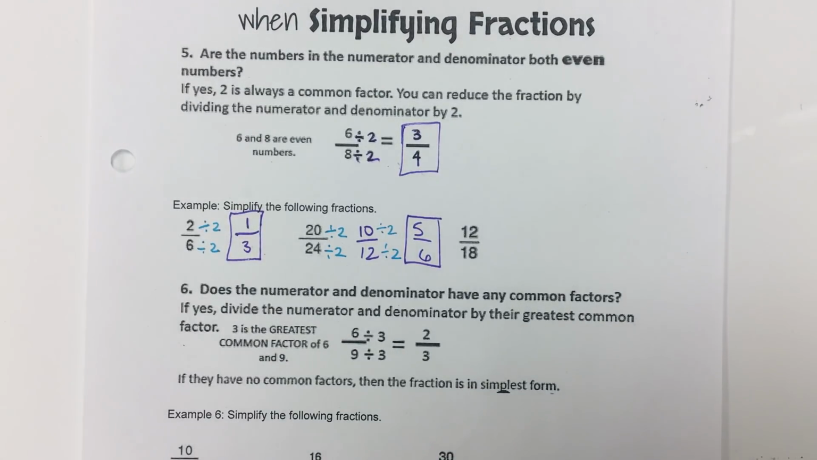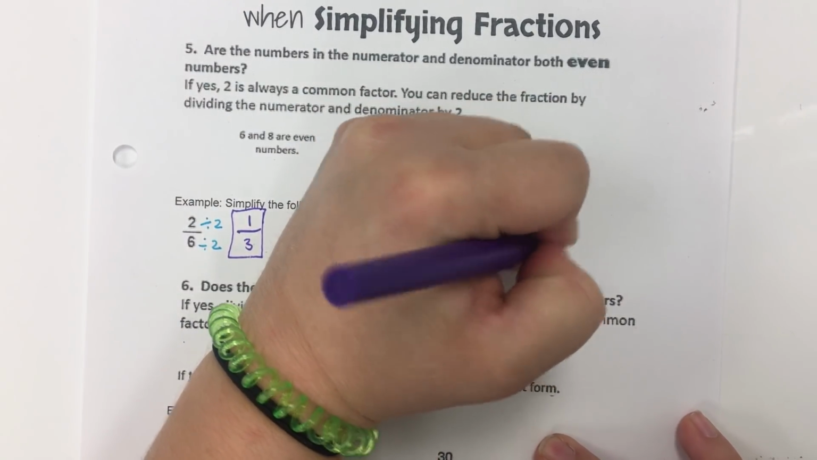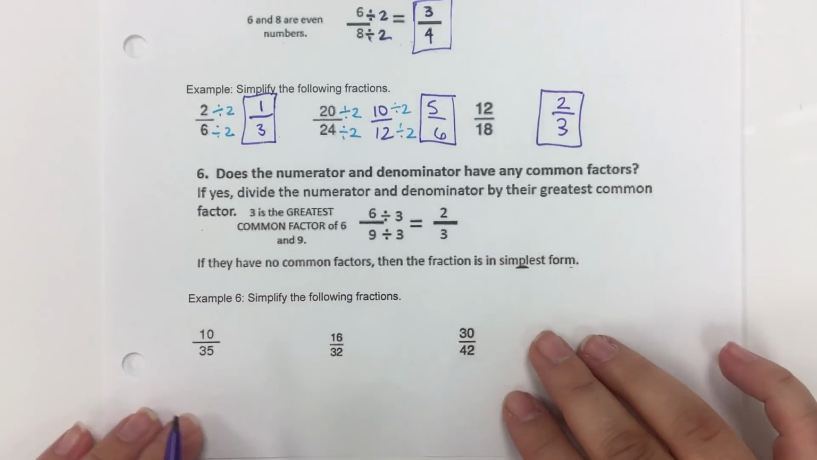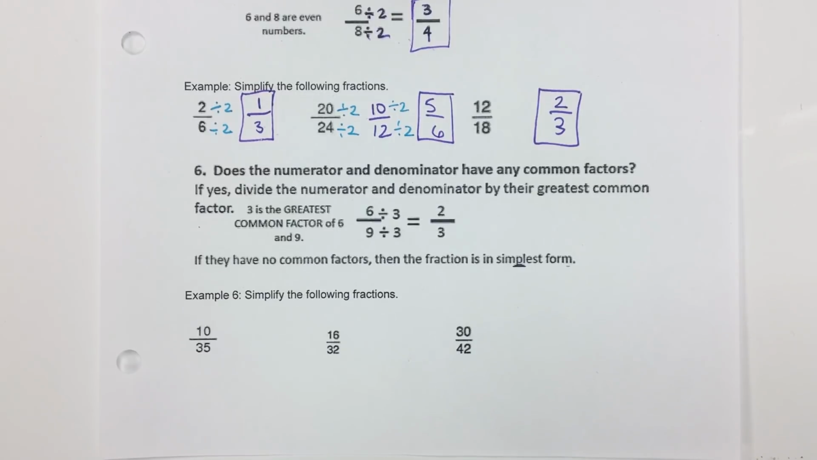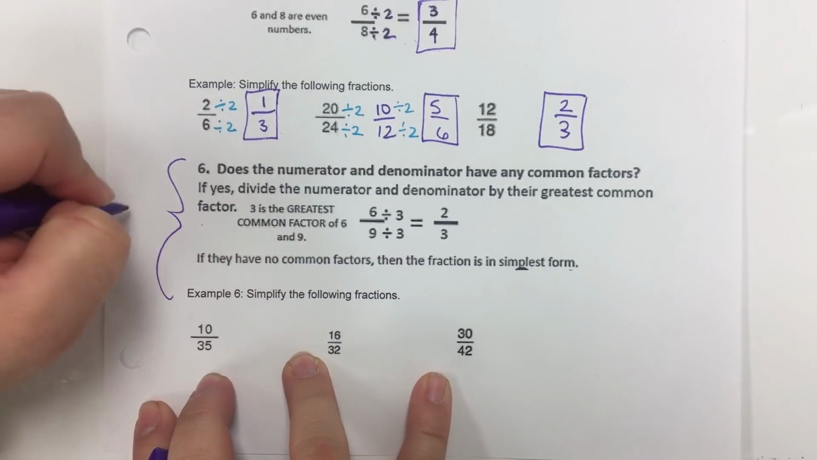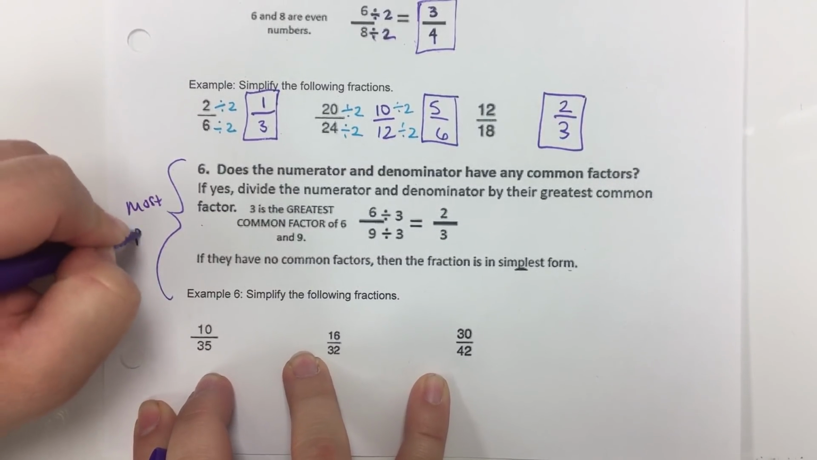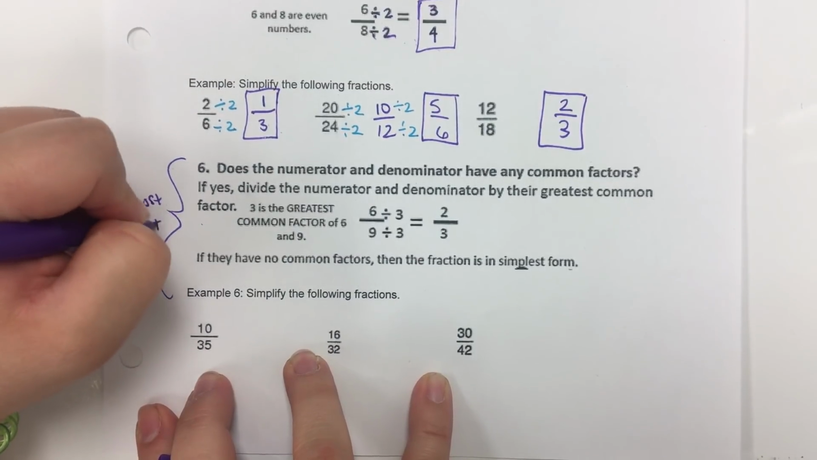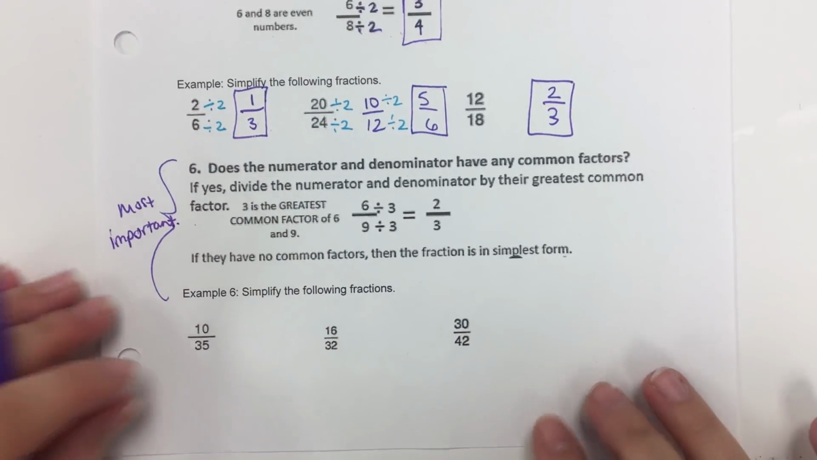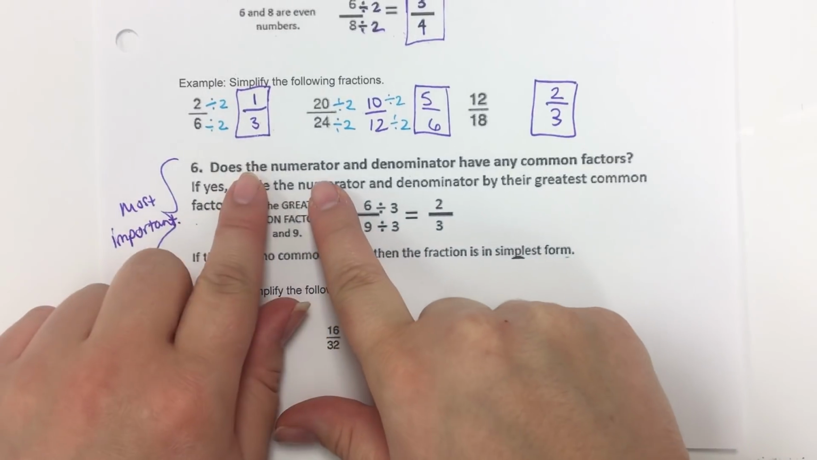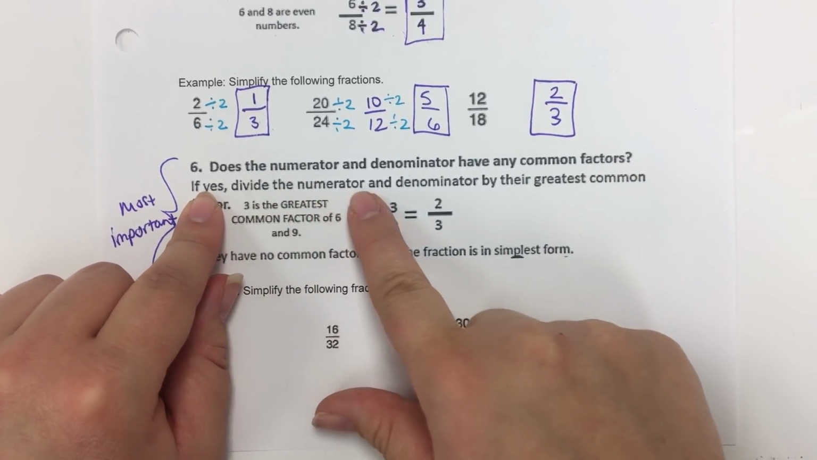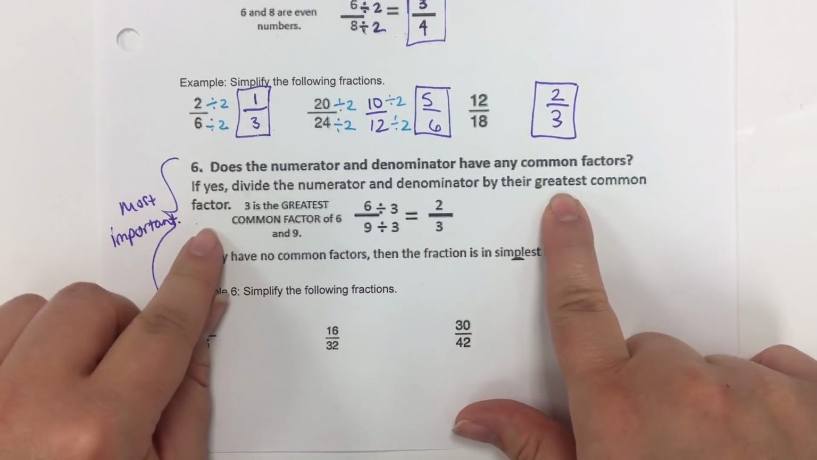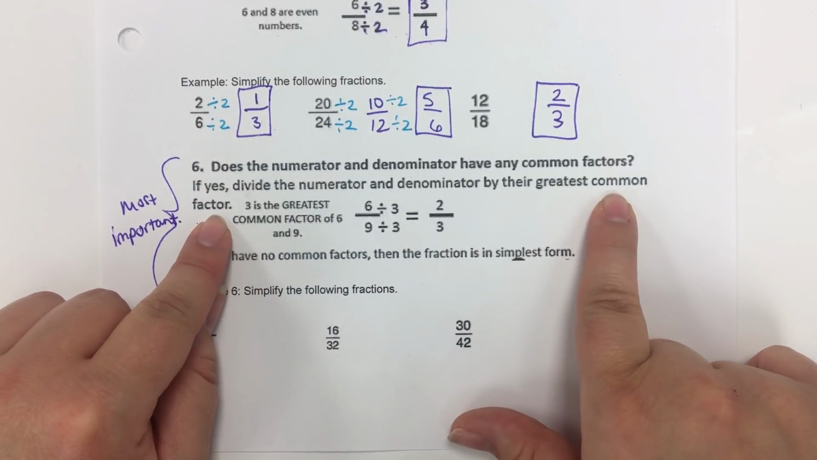All right, you should have gotten a final answer of 2/3. Okay, now let's talk about another rule or question that we want to ask ourselves when we're simplifying fractions. And this is probably the most important rule right here. If you can do this step, then you can always simplify your fractions. So we need to ask ourselves, does the numerator and the denominator have any common factors? If yes, we want to divide the numerator and the denominator by their greatest common factor, or their GCF.